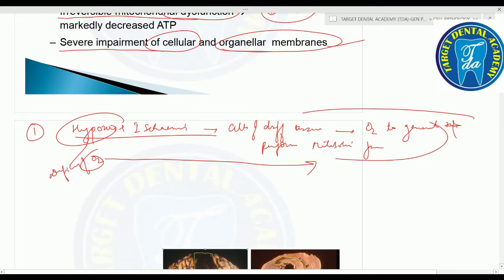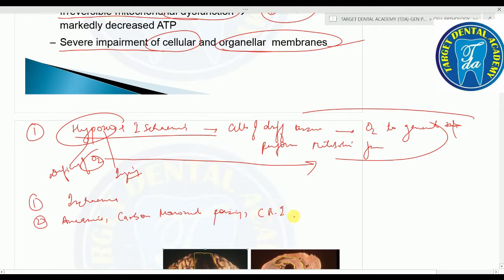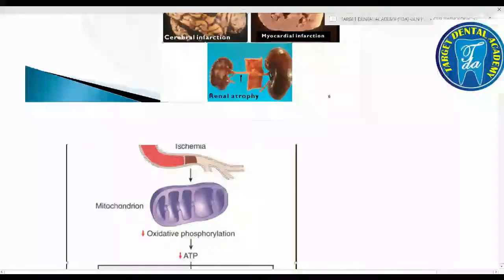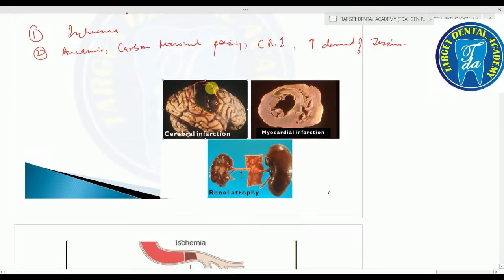Fine. So the hypoxia is the most common cause of all kinds of injuries, and the causes of hypoxia are: number 1, ischemia, anemia, carbon monoxide poisoning, cardiorespiratory insufficiency, and increased demand of the tissues, and the cerebral infarction, myocardial infarction, and the renal atrophy. Right?